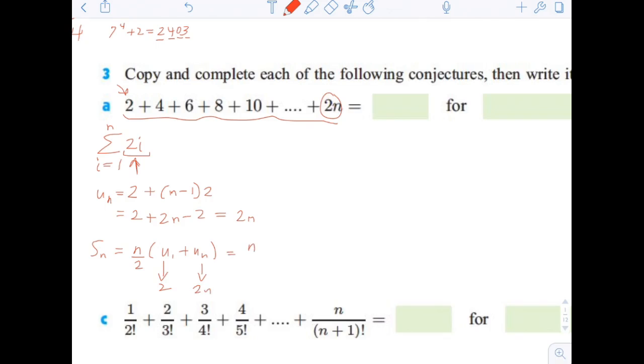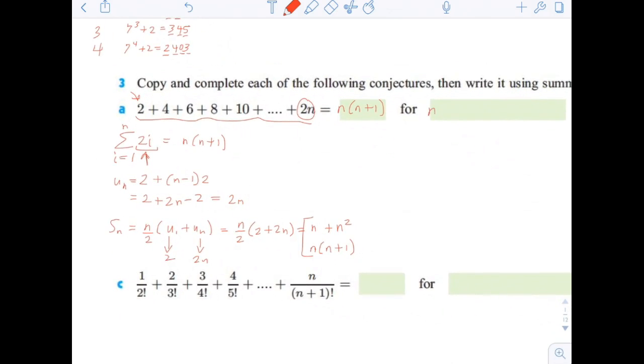So let's rewrite it again. n divided by 2, times 2 plus 2n. And then let's distribute the 1/2, and we'll end up with n. We'll distribute the n also. So we'll get n plus n squared, or n times n plus 1. Okay, either one of these is fine. Okay, so you could say that if you add up this sum, you should get n times n plus 1.